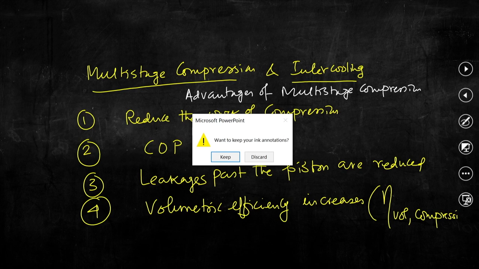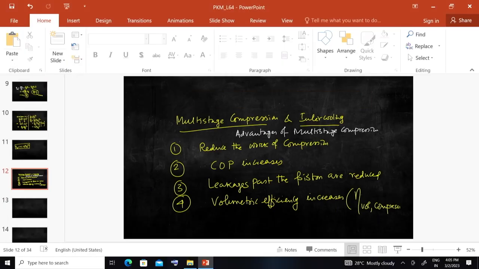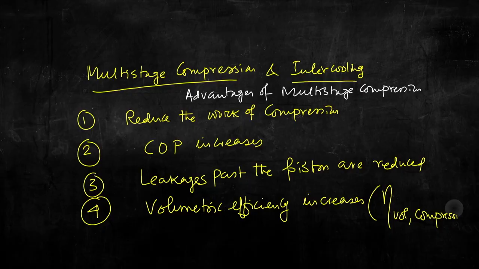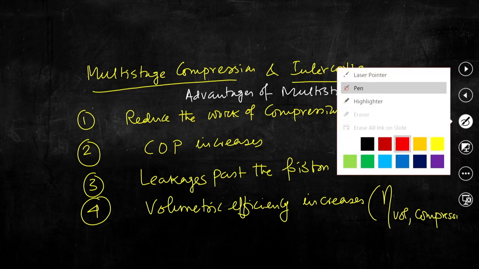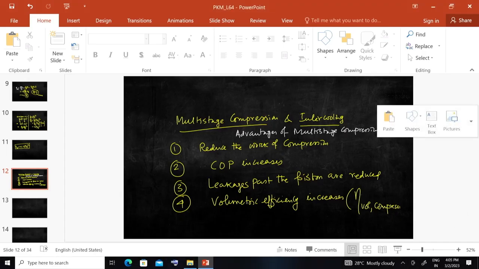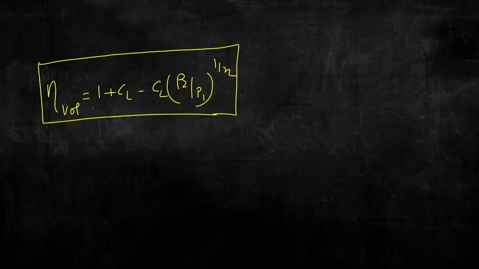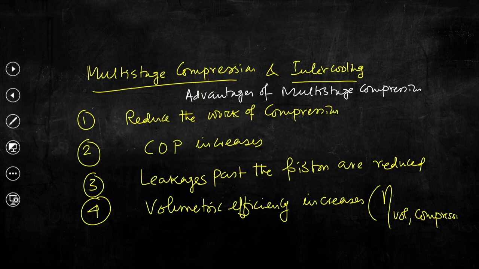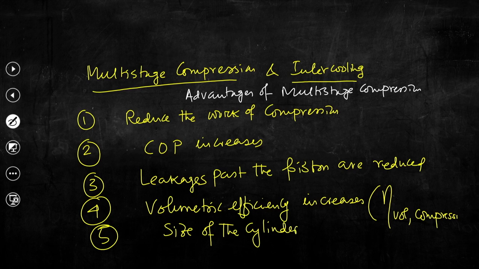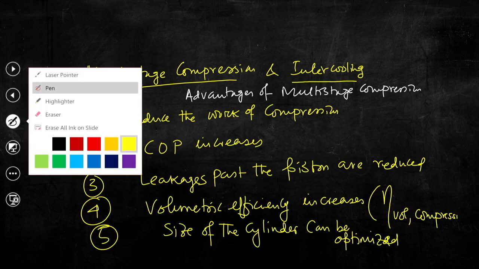So this is what we can see. This volumetric efficiency will increase. Now the next point is number 5, that is, the size of the cylinder can be optimized.